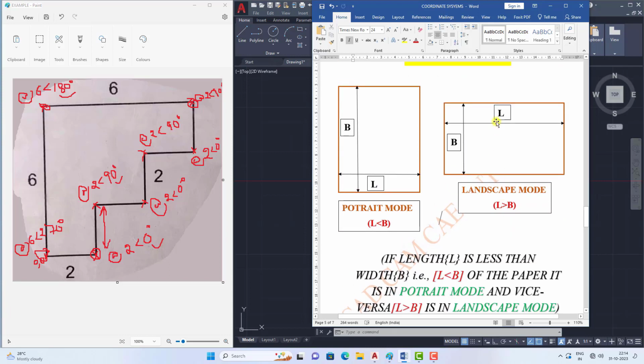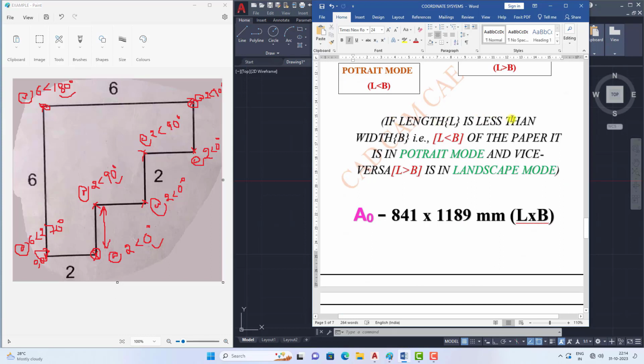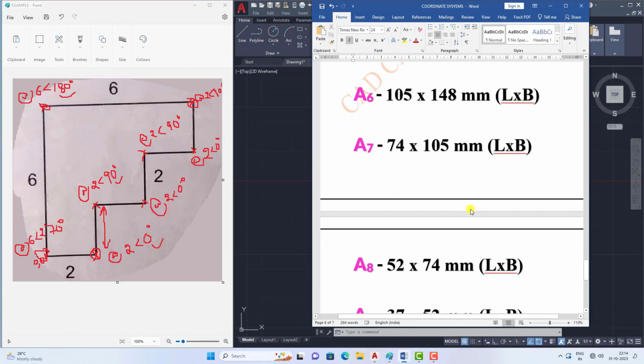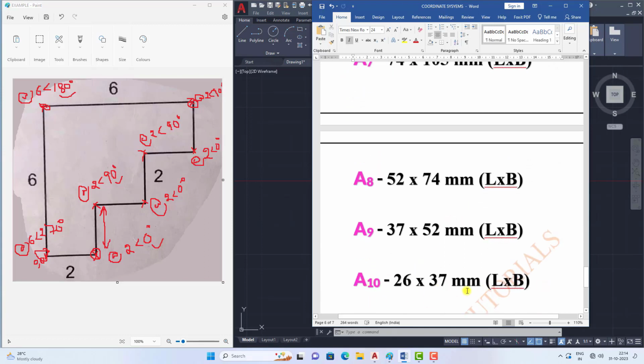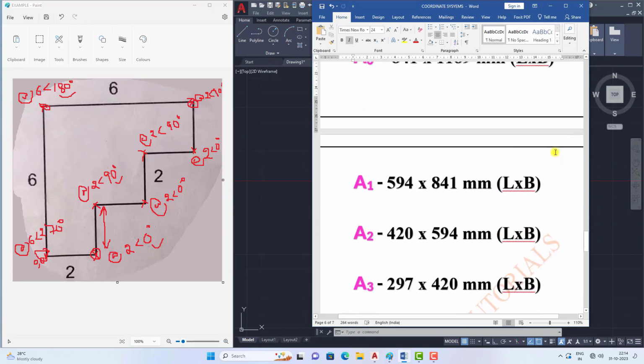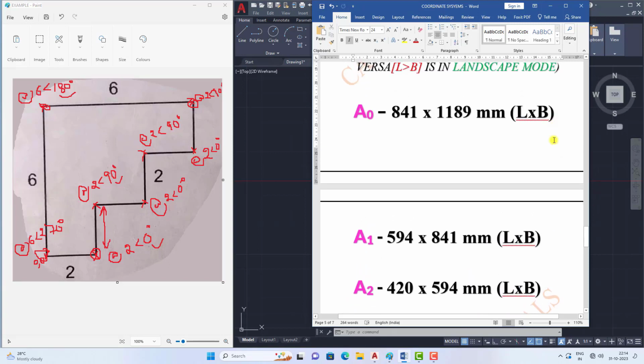What happens in landscape mode? This length is greater than this width, and in portrait mode this length is less than this width. And see here, if the length is less than the width of the paper, it is in portrait mode, and vice versa applies to the landscape mode. So see, these are the standard sizes of papers. From A0 to A10 we have the papers. See, these are the maximum size papers, and we have legal papers also. Depending on your requirement, you can take the printouts of those drawings in any paper size.